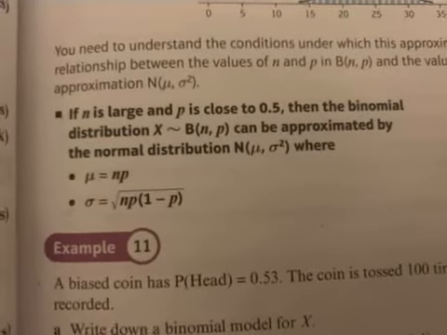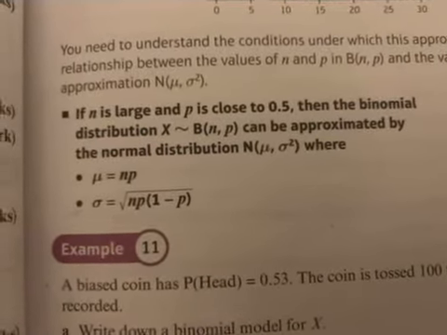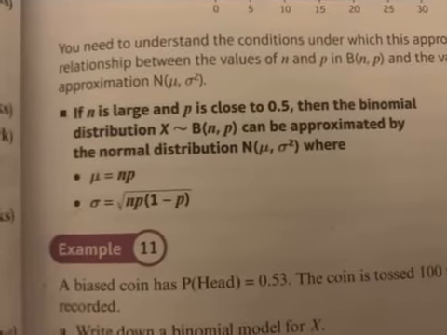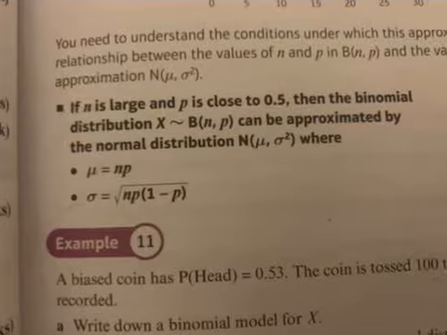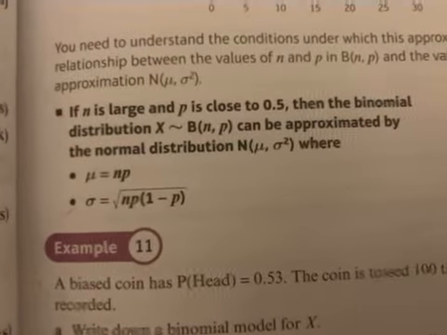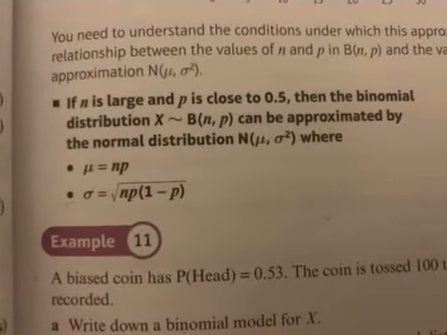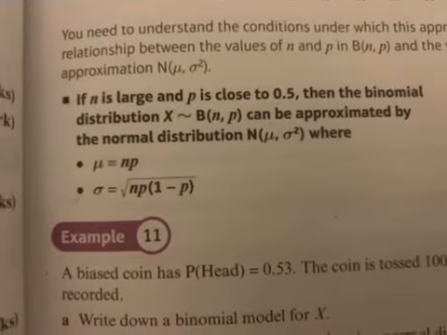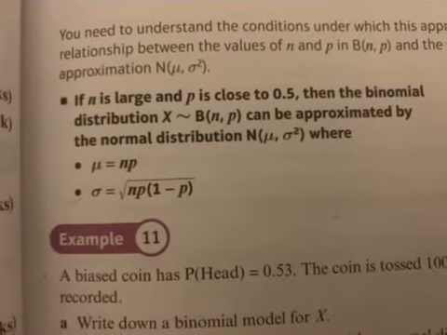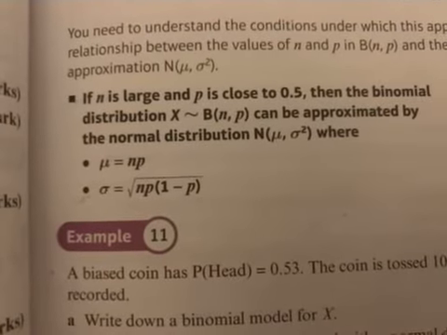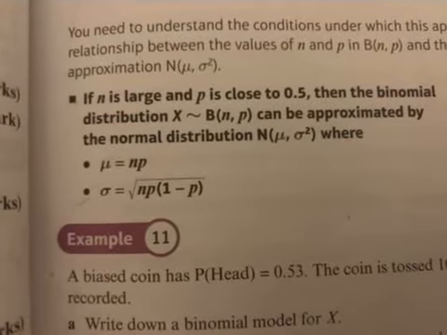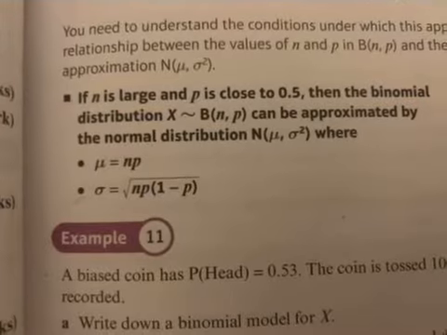So, here are the rules. If n is large, no point doing it otherwise, and p is close to 0.5, why? Because that keeps the binomial distribution symmetrical, and you know that normal is symmetrical, so that's good. We can approximate X, which is binomially distributed with n events and p probability, with a normal distribution with mu and sigma squared, where you already know what mu and sigma squared are, mean and variance respectively.